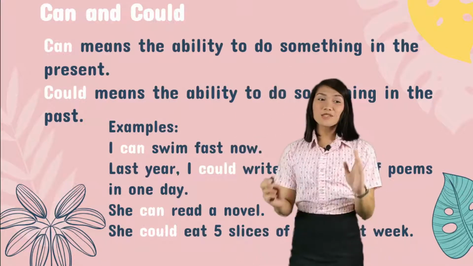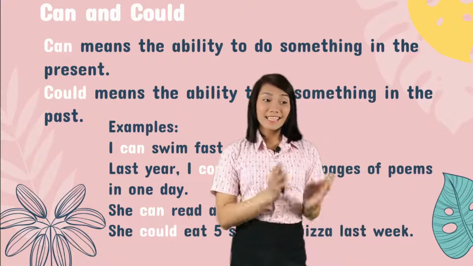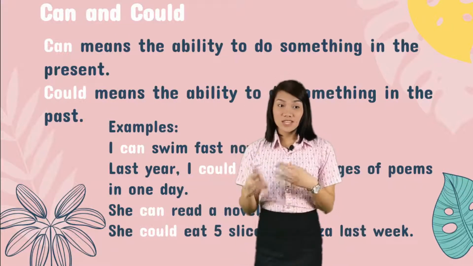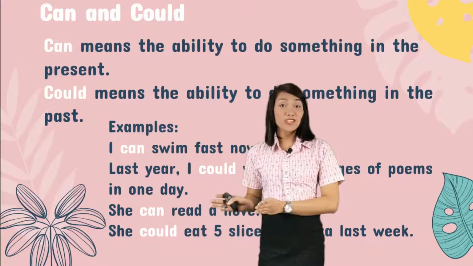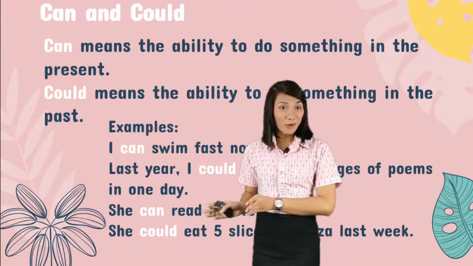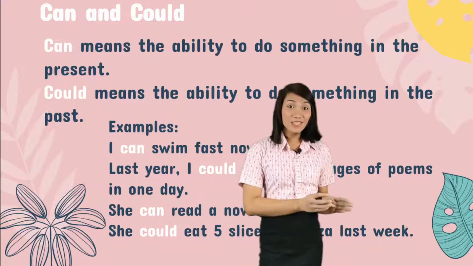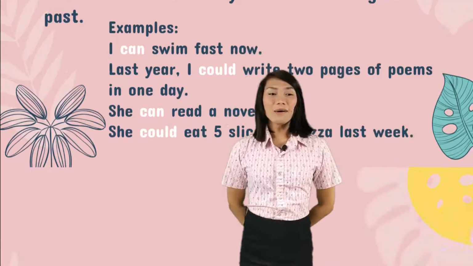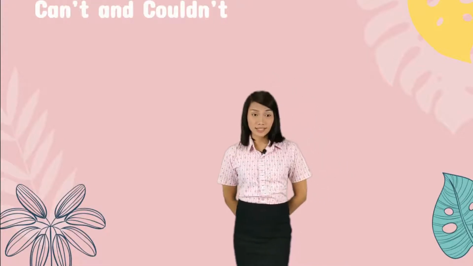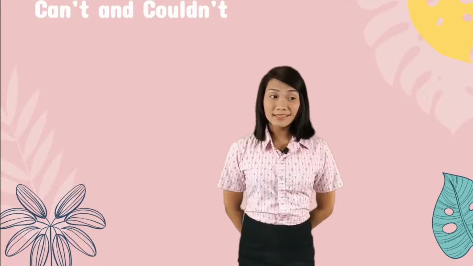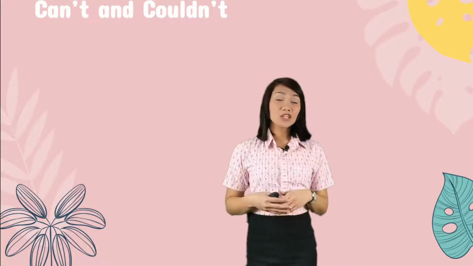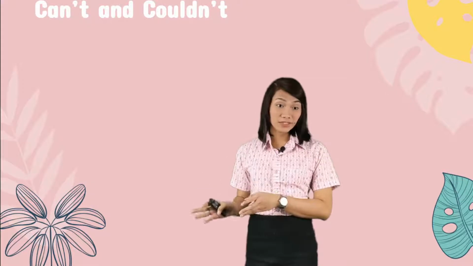Okay, so the difference between can and could is that can has the same function as could, the same function in grammar. It's just that we use could in past form and we use can in present form. Now, how about these two? We have can't and couldn't. What do we mean by can't and couldn't? Can't and couldn't have the same function as can and could, okay?